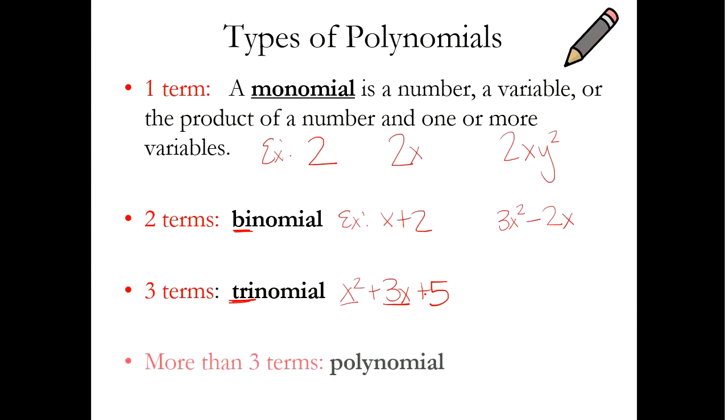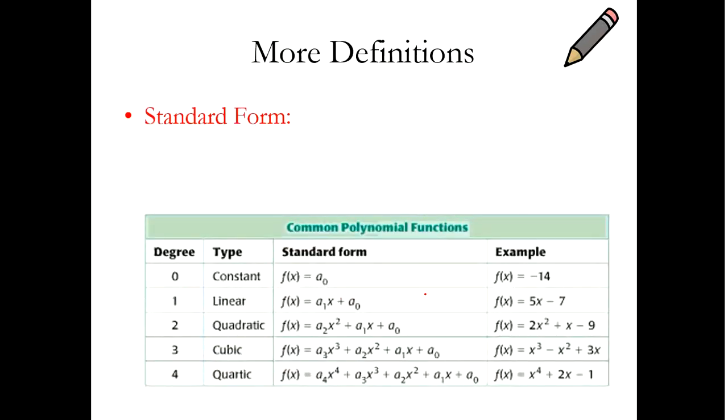And then more than 3 terms, that is a polynomial. No, I'm sorry guys, we do not go above trinomial. So if you have more than 3 terms, 4 terms, 5 terms, heck, we could have 10 terms, that is known as a polynomial, okay? Just some more definitions to get in your head.